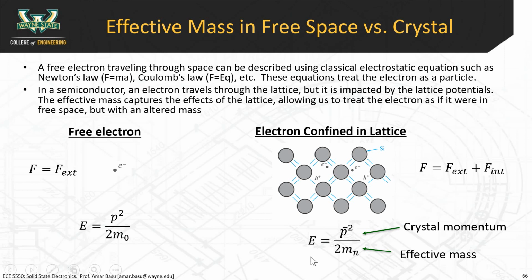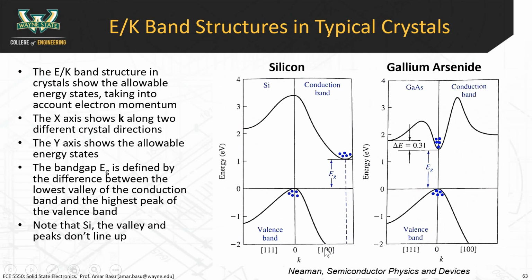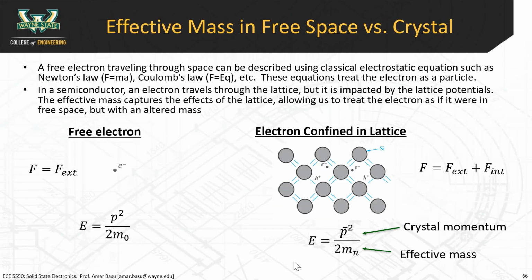So on the numerator here, you have a crystal momentum. This is just p squared in the free electron. So that's the actual momentum of the electron. Here is the crystal momentum. So the crystal momentum is the momentum of the electrons in the lattice. That's what this graph shows. K is the crystal momentum. I'm sorry, K is related to the crystal momentum. It's not exactly equal to it. Anyway, so crystal momentum over the effective mass. Okay?